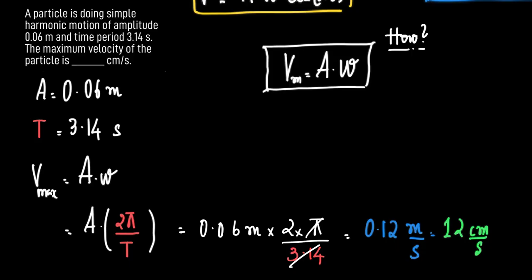The tricky part here is the answer is to be found out in centimeter per second. Therefore, 0.12 meter per second has to be converted to centimeter per second. And therefore, 0.12 becomes 0.12 times 100, which is 12 centimeter per second. Okay. So yes, that's the question.